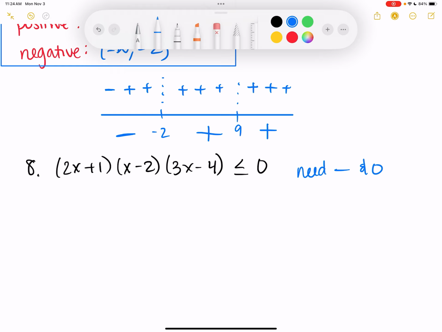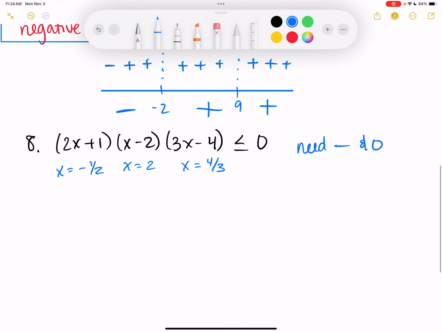So we still have to start the same way. The setup of everything is the same. We just don't list out zeros, positives, and negatives, essentially. So I have zeros at x equals negative 1/2, x equals 2, and x equals 4/3. So negative 1/2, 4/3, and then 2.